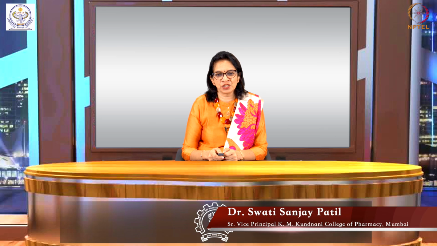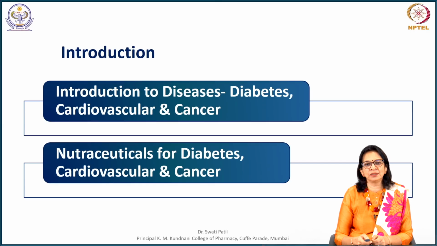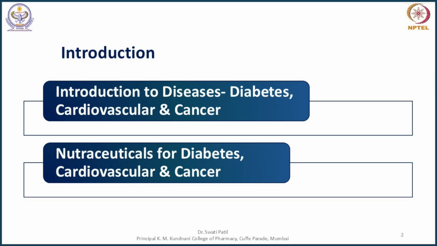Welcome to this session where we are going to discuss nutraceutical products for diabetes, cardiovascular diseases and cancer. I am going to first tell you a little about the physiology of these diseases: what is diabetes, what are the different kinds of cardiovascular diseases and what exactly is cancer. We will also discuss different kinds of nutraceutical products which can be used along with the main conventional therapy, or as wellness products before the onset of these diseases.